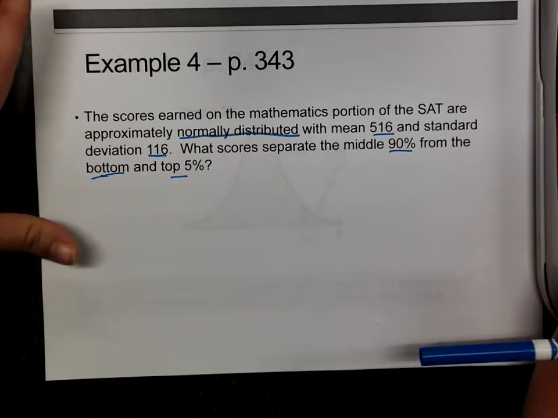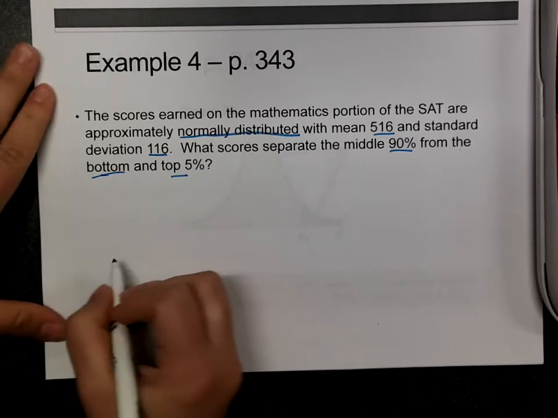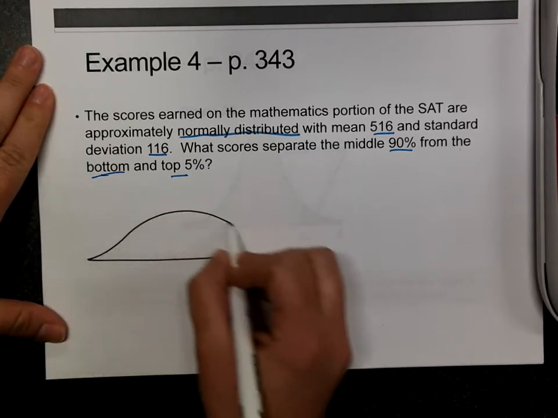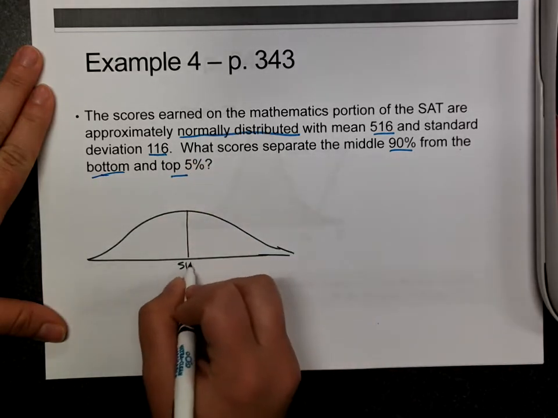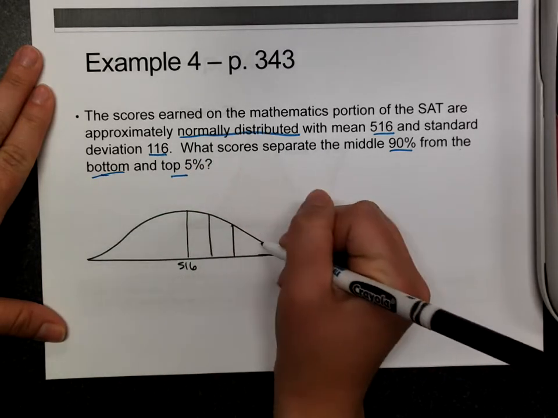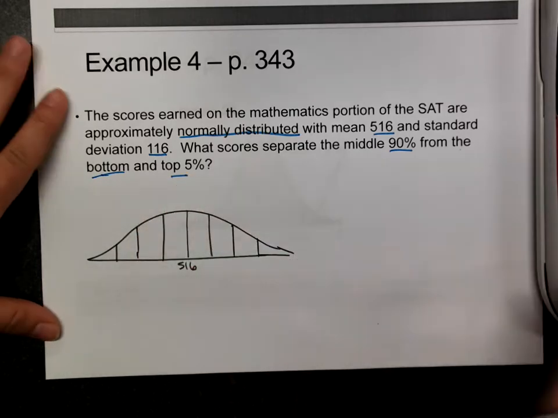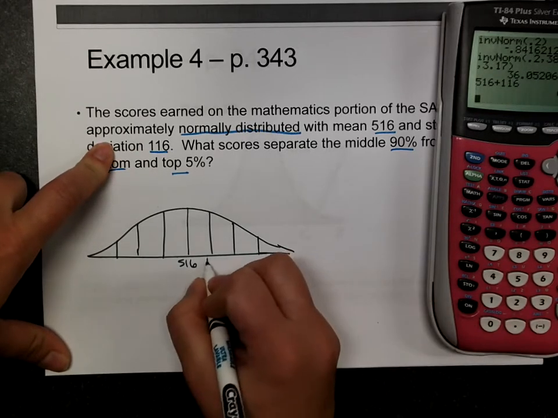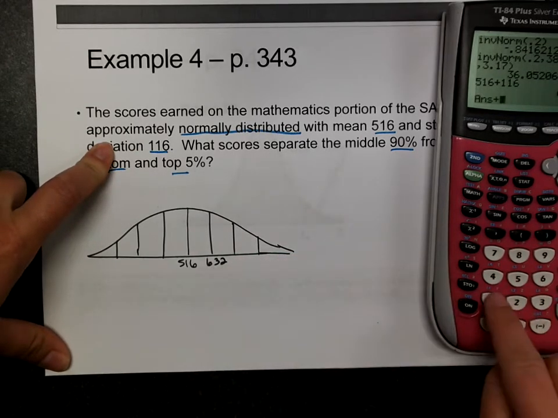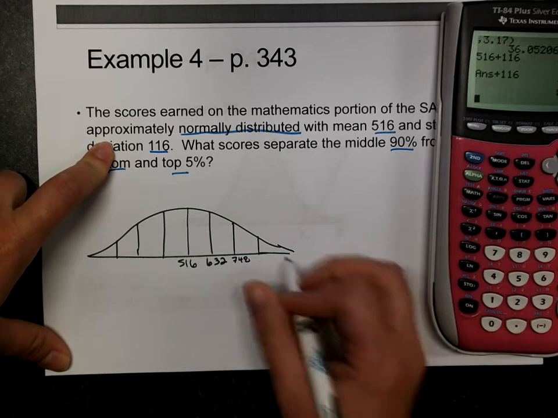Alright, so I'm going to draw a picture. You don't have to draw a picture, but I like to just to kind of visually help myself out. So nice good curve, nice and big so you can see it. We have 516 in the middle. 1, 2, 3, 1, 2, 3. We're going to add 116 3 times. And one more time.